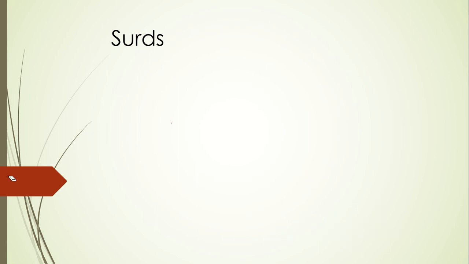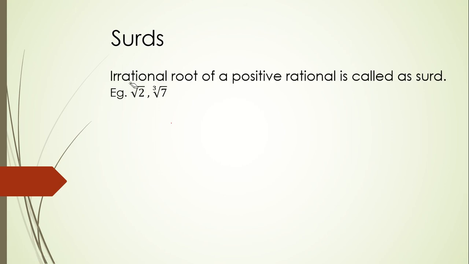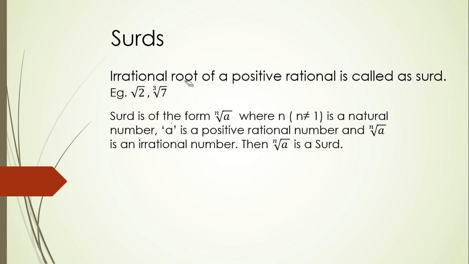Just the 3 points you have to remember. When we see the examples, you will actually understand what I am talking about. Irrational root of a positive rational is called a surd. Examples are root 2 and cube root of 7. A surd is of the form nth root of a, where n is a natural number but n is not equal to 1. First point. Second point, a is a positive rational number.